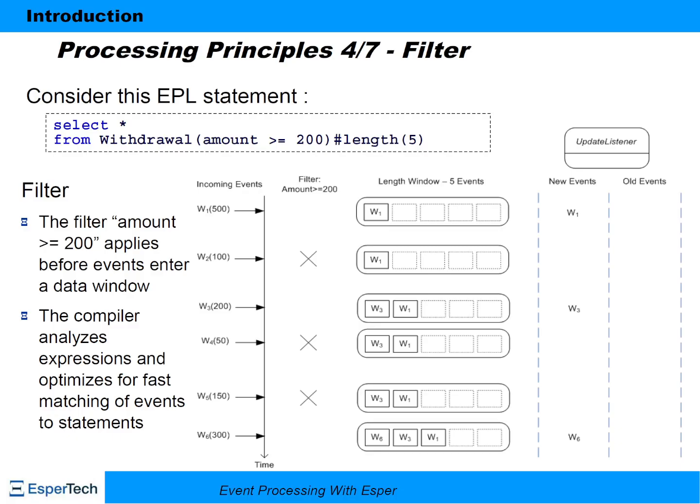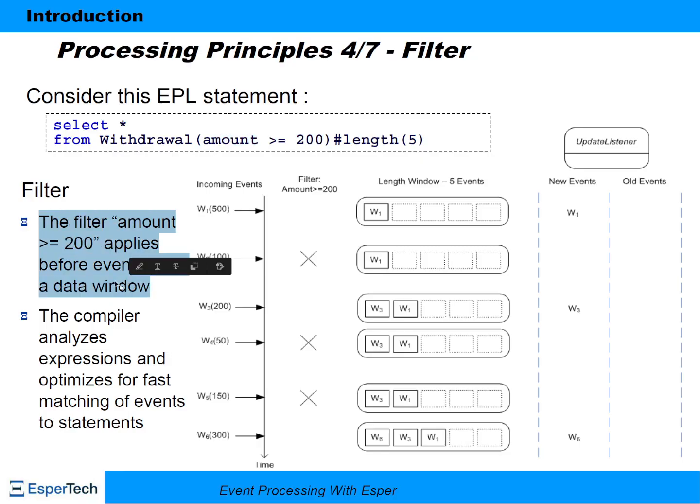Filter expressions filter events from a stream. The example EPL statement for this slide is: select * from withdrawal(amount >= 200)#length(5). The example filter expression is amount >= 200. The filter applies before events enter a data window.